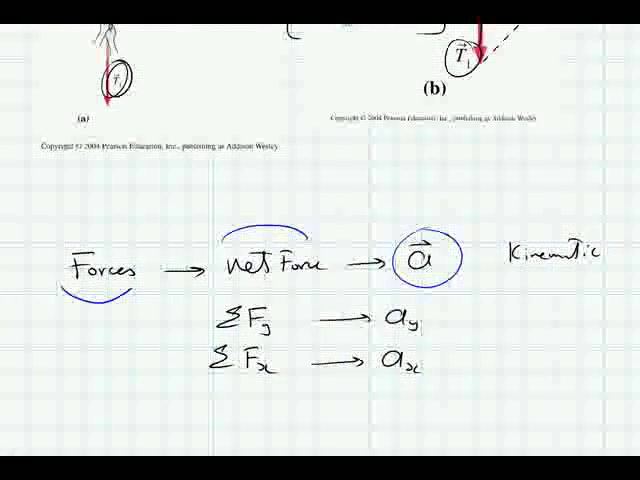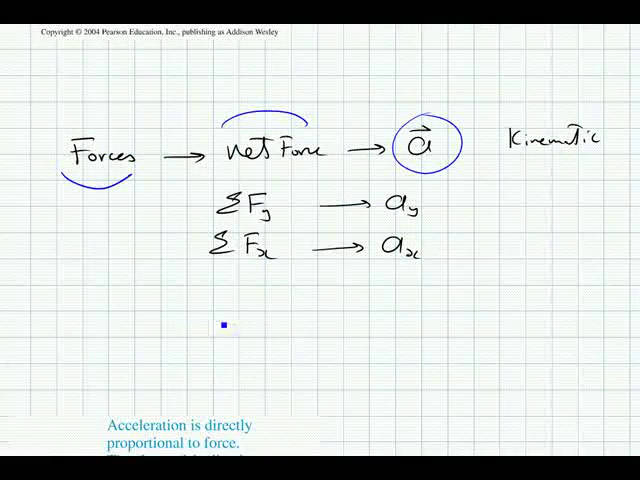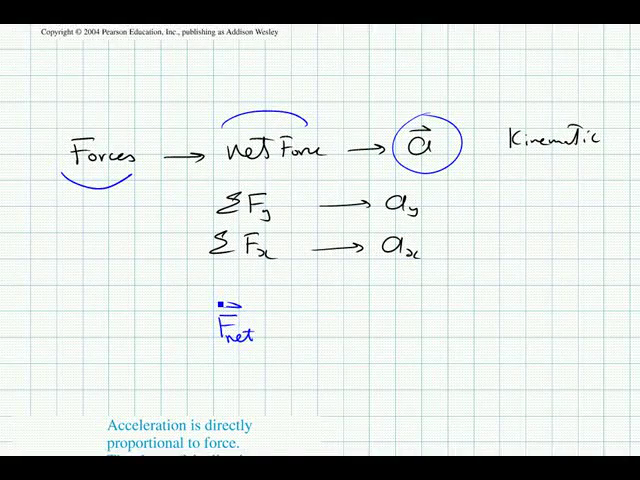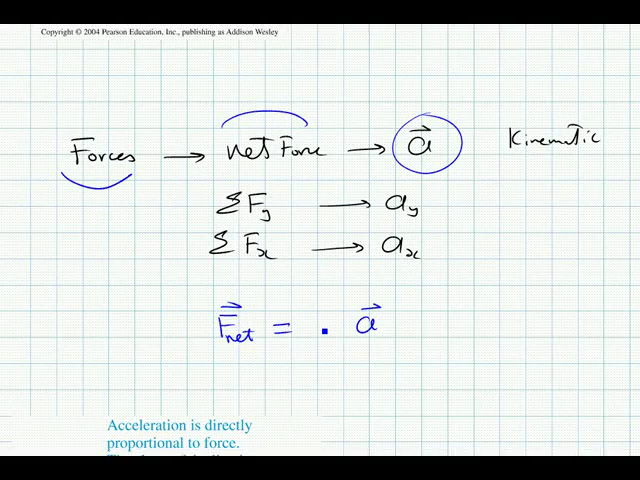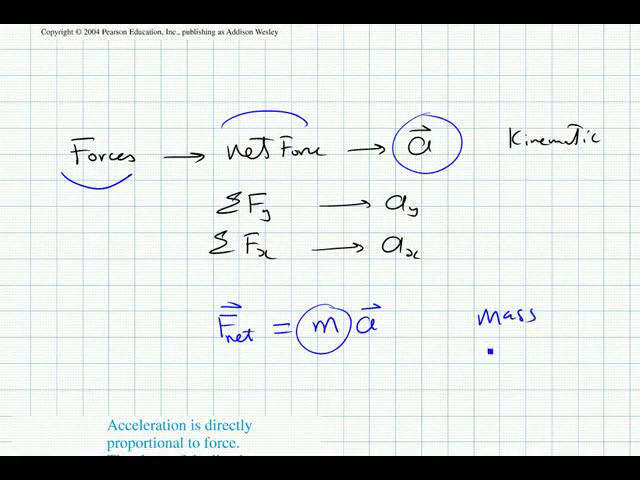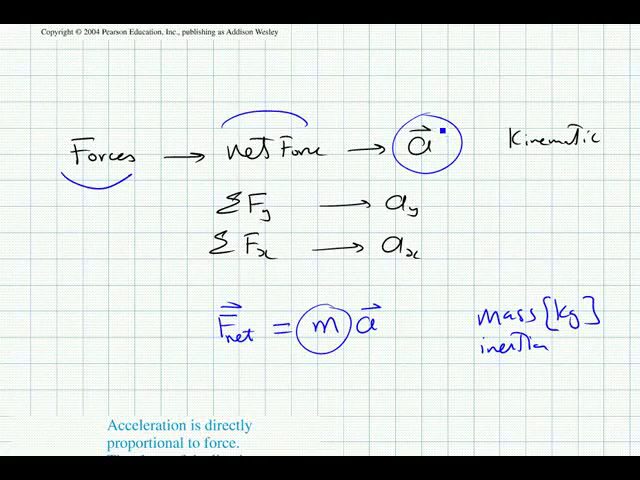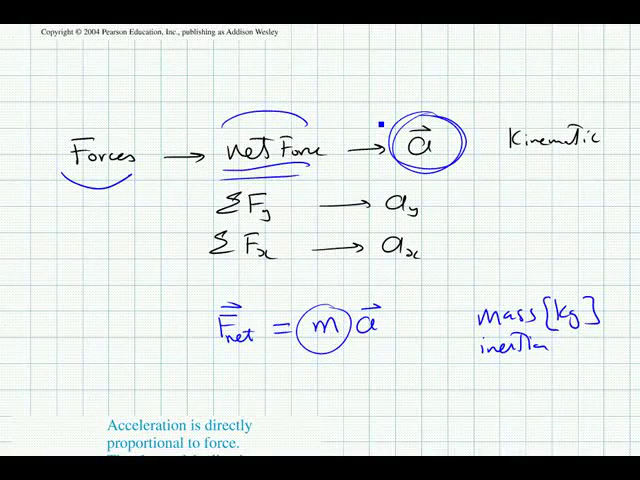Newton's second law tells us that net force acting on an object is directly proportional to the acceleration of the object, and that constant of proportionality is what we call mass or inertia of the object. The units, of course, are kilogram in the SI units. So having figured out your net force, it's a trivial matter to calculate acceleration.